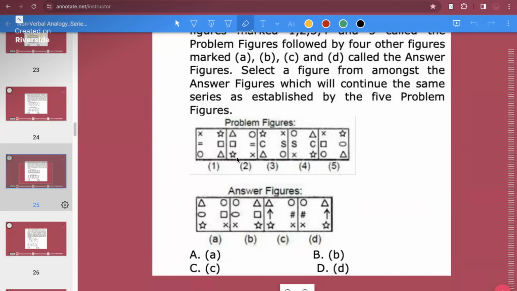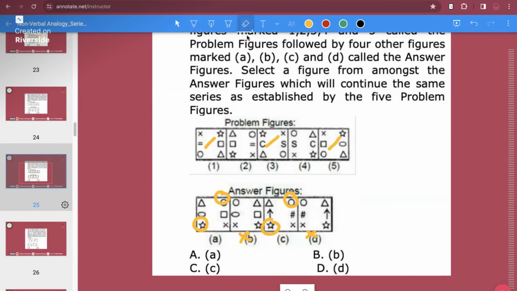Okay. So these two are interchanging their places. This is what I can observe. Are these two interchanging their places? Nope. Over here, they are changing their places. Then they are not changing their places. They change their place from here to here, and in this also, these two will interchange their places. So we will have this circle here and a star here. That means B and D are gone.